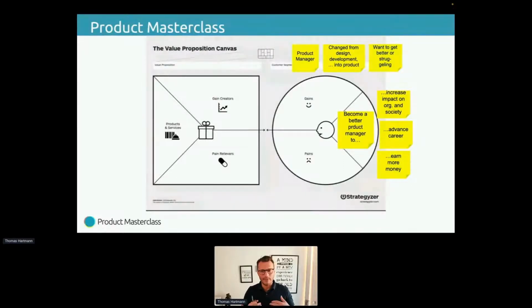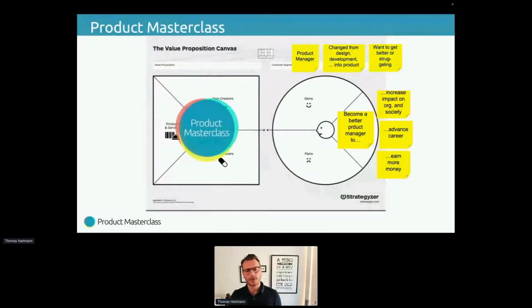And that is actually the job to be done we want to fulfill. Become a better product manager to increase your impact in the organization or society, advance the career, or earn money. These are different motivations for people, right? So if we now design the value proposition for the product masterclass, it is actually not the case that there is just one solution.